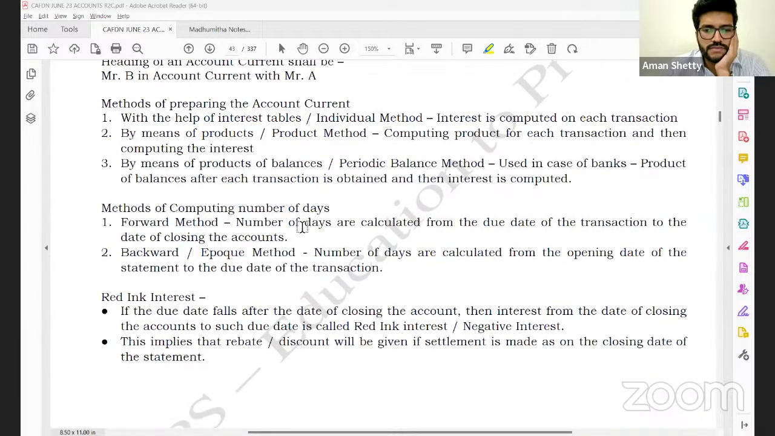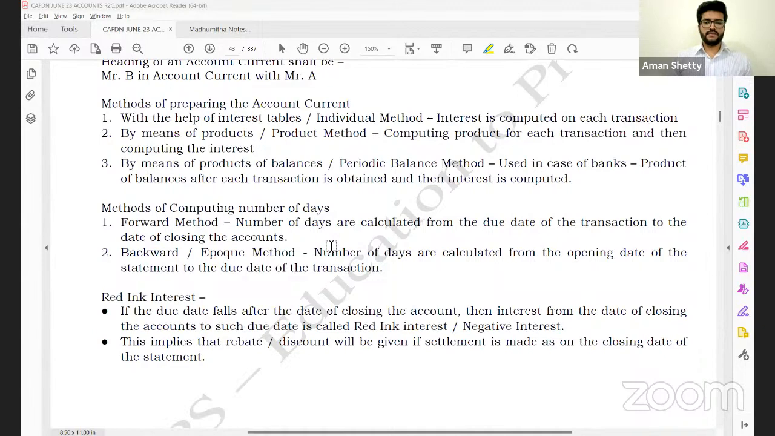Methods of computing days. Forward method: number of days are calculated from the due date on the transaction to the date of closing the accounts. Backward or epoch method: number of days are calculated from the opening date of the statement to the due date of the transaction.